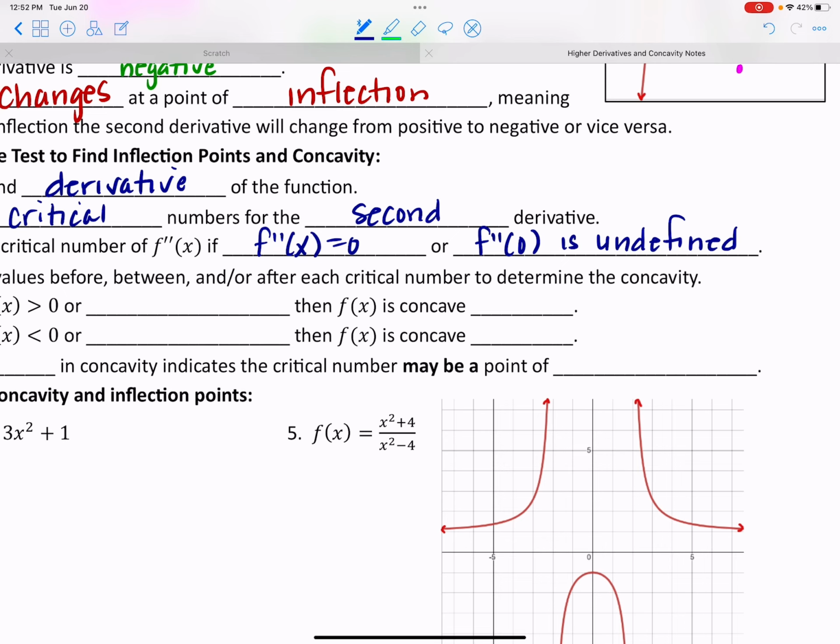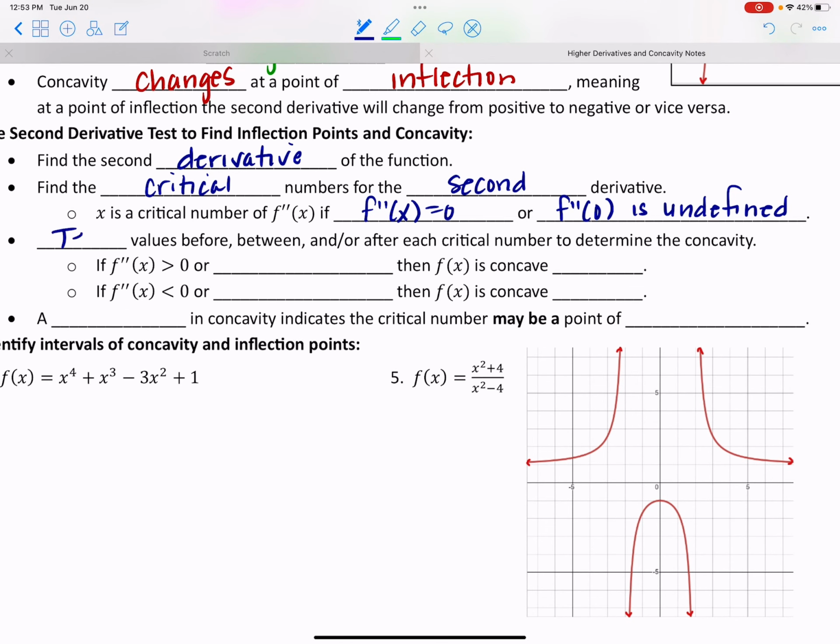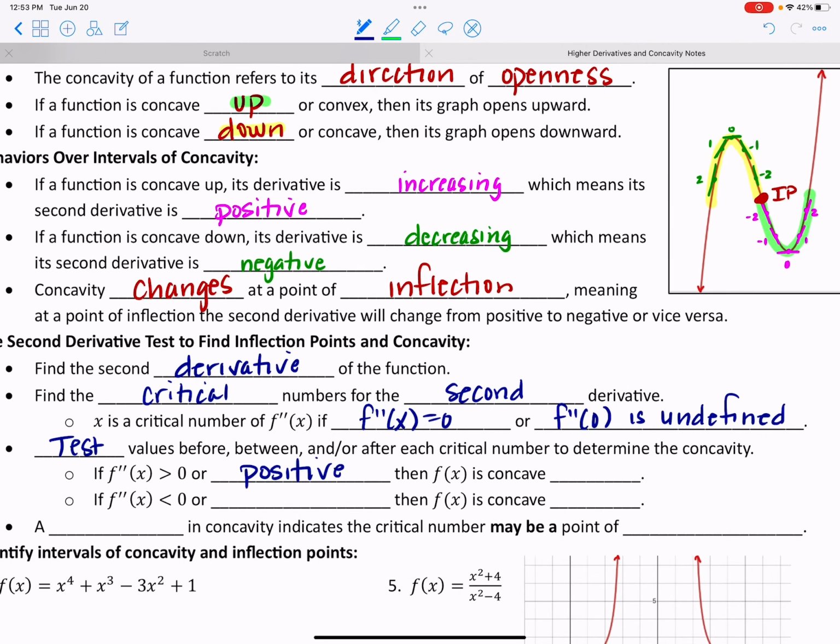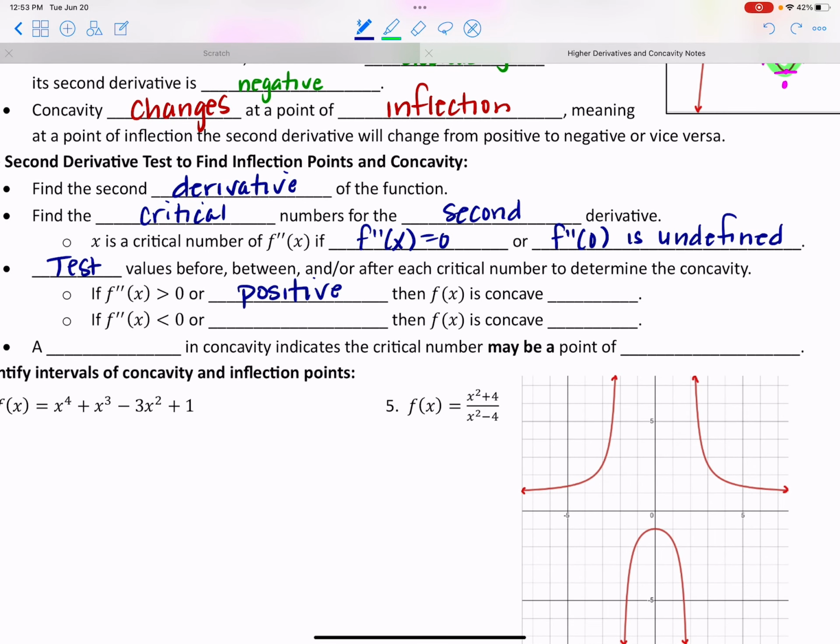Okay? And then what we do, just like when we're using our first derivative test, is we test values that are before, between, or after the critical numbers to determine our concavity. If we plug a number into our second derivative and we get something that is greater than 0, that means we get something positive. What does that tell us? Well, we just said if our second derivative is positive, our graph is concave up. And if we get something less than 0, which means it's negative, that tells us our graph is concave down. And a change in concavity, from concave up to down, or positive to negative, means a critical number may be a point of inflection.